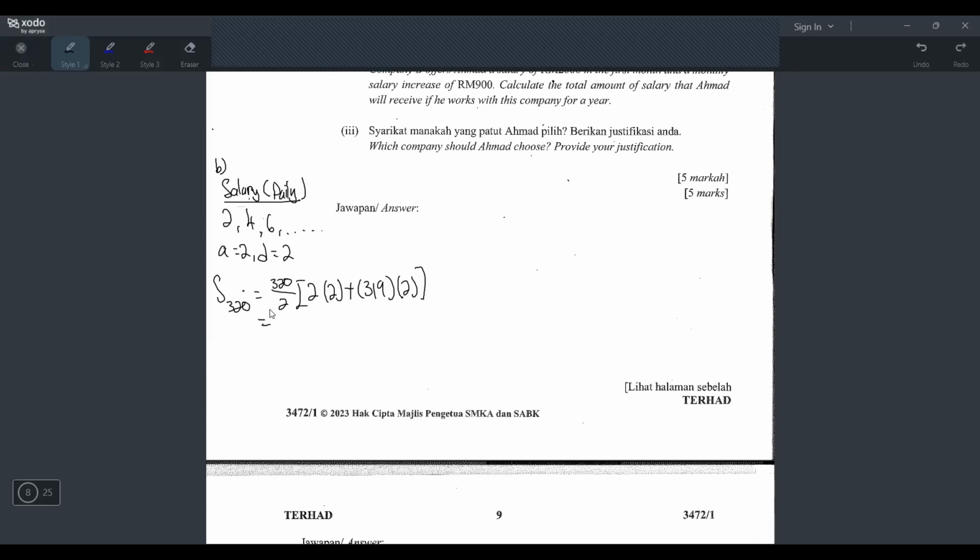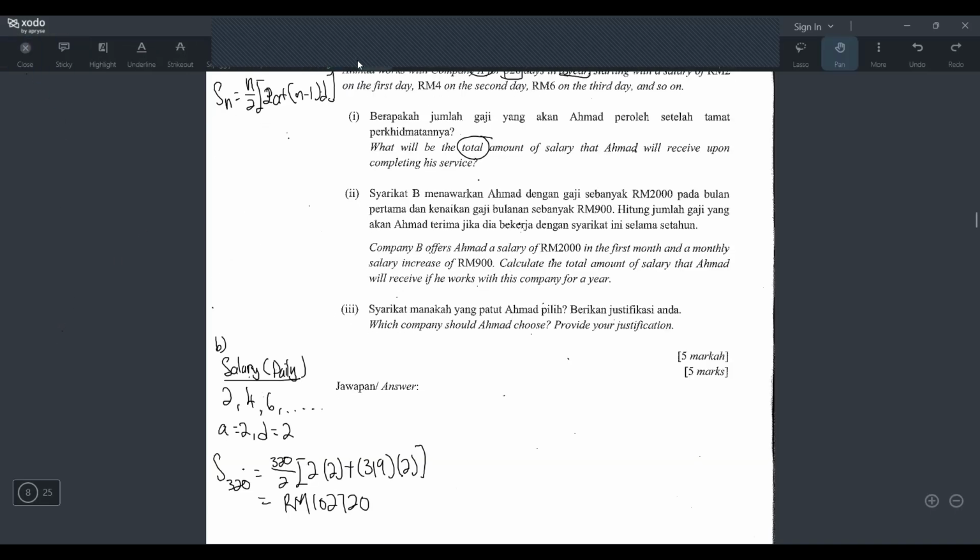Okay, my calculator gives me 102720. But of course, you have to write RM because this is salary, right? Okay, after I finish the first part, now we can do the second part. Second part gives you what?